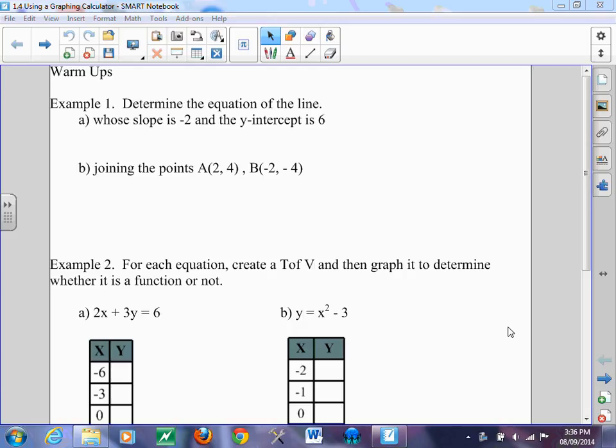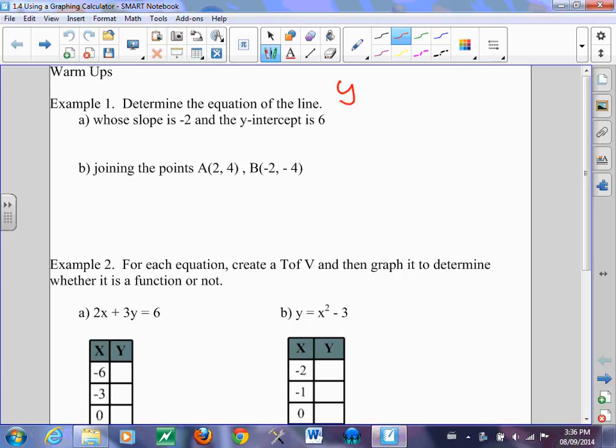Before we get to the graphing calculator part, let's do some warm-ups that should consolidate your learning from last lesson. Last lesson we learned all about y equals mx plus b, switching the forms, and how to give the equation of the line. Let's take a look at two examples in number 1, which says to determine the equation of the line.